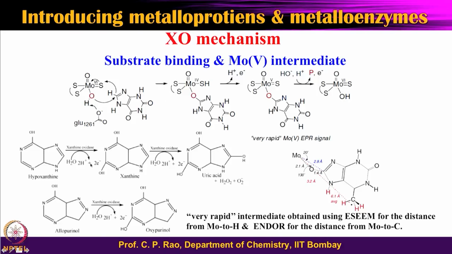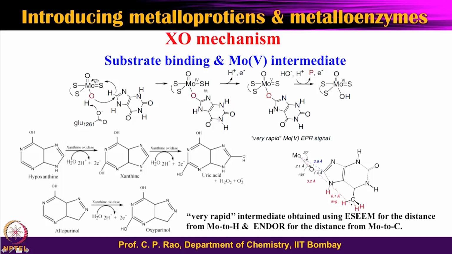So, I just showed some examples. You can sit and look at hypoxanthine to xanthine to uric acid. Allopurinol to oxypurinol, and all of these are going from the substrate to the oxidized product to further oxidized. So, in this, how do we know this binding?